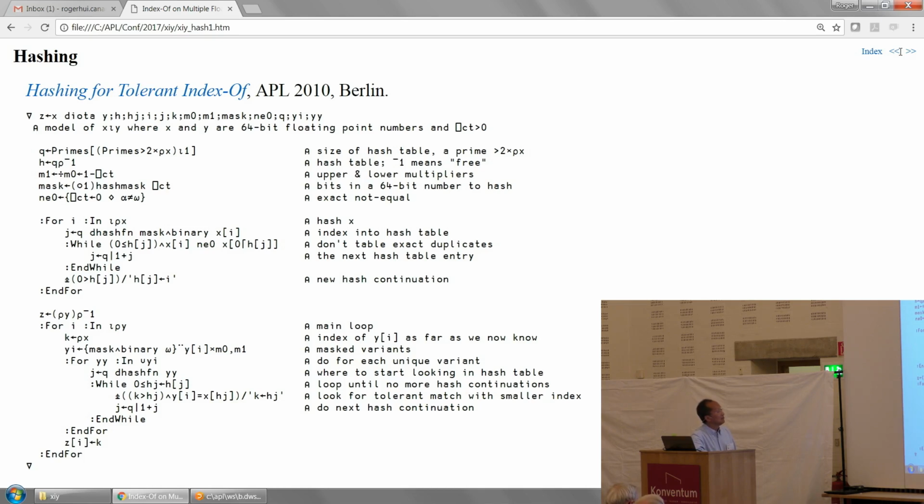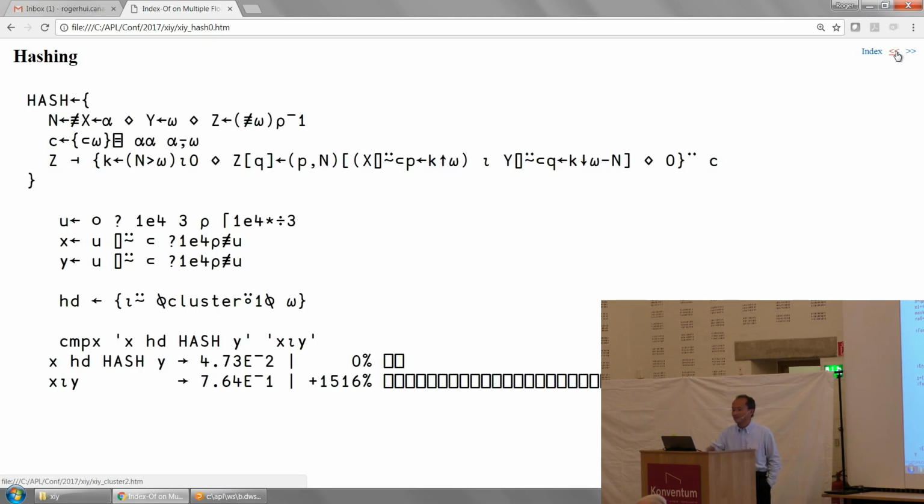It's less general because it computes x iota y on real vectors. Sometimes it's possible for old geezers to learn new tricks. So this one is from 2010, and this one is from this year.